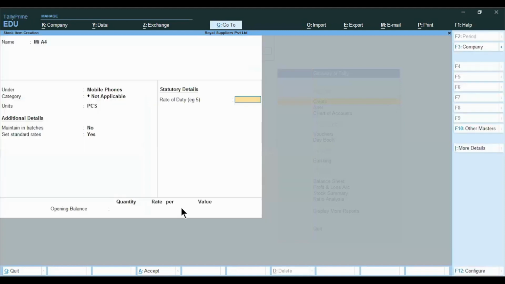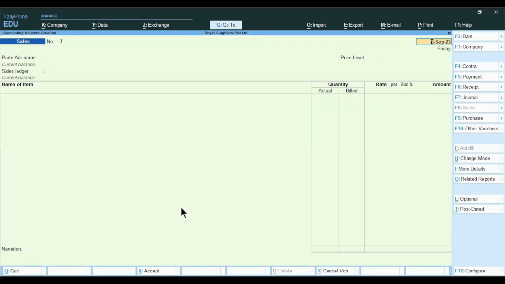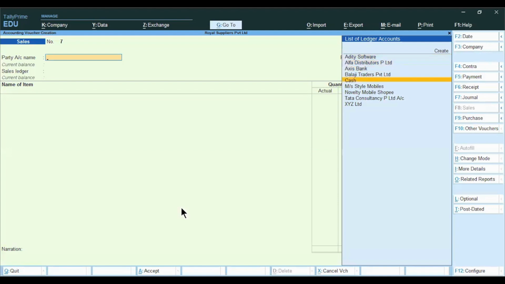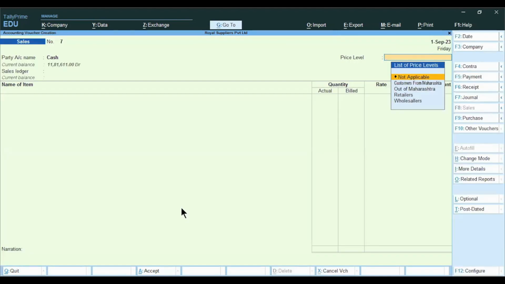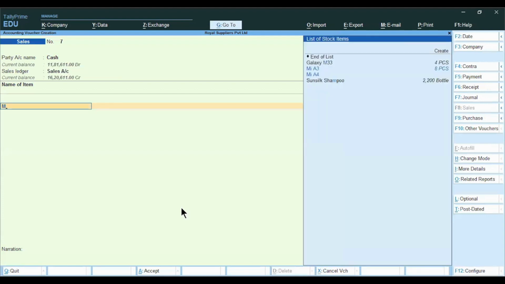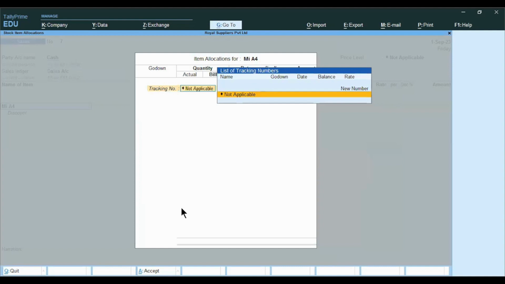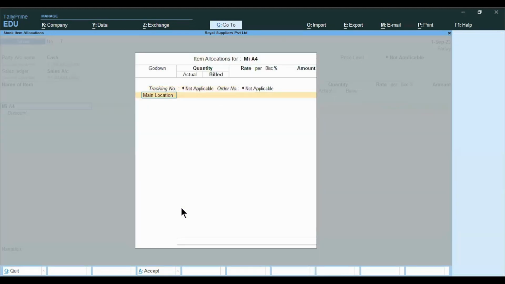Enter. Control A. Okay. Now we will enter the sales transaction. Go to date change, cash ledger. We are selling it for cash. No price level applicable. Sales MIA4. We don't have the stock at present, but we will try to enter the sales invoice. MIA4 from MG Road location.